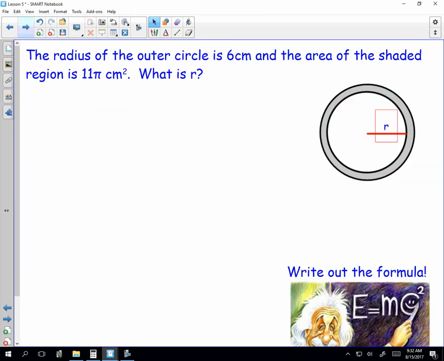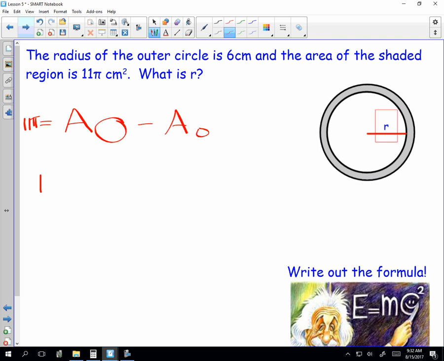All right, last problem that we're going to look at here for today. Now we need to find the radius. Okay, once again, everything follows from our basic formula. Area of big circle minus area of little circle. And in this case, we know that this region is 11 pi. So we know what the answer is, 11 pi.